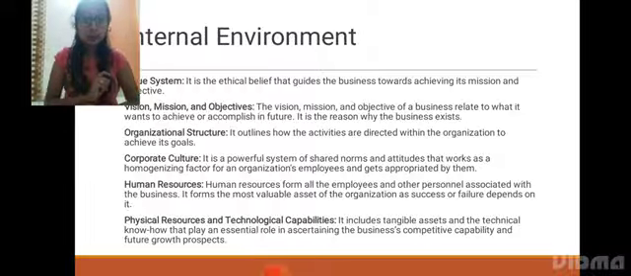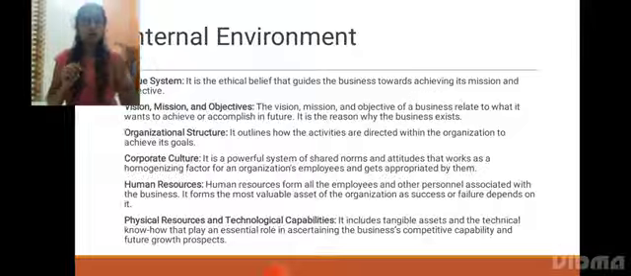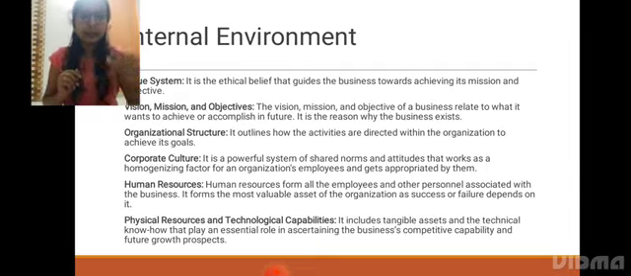Then human resources are nothing but what? Employees. At the end, employees are a very integral part of the organization. If employees are satisfied, then only can the organization's goals be achieved and organization performance improve. If employees are not satisfied, then organization performance degrades day by day. So human resource is nothing but the employees that are associated with the organization. Physical resources and technological capability include tangible assets and the technical know-how that play an essential role in setting the business's competitive capability and future growth prospects.